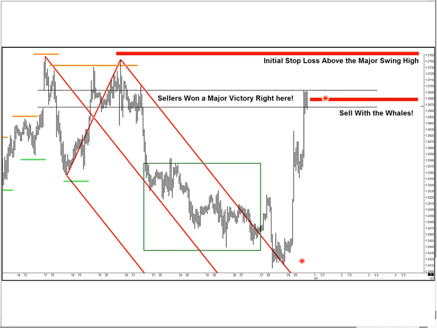Ahmad, you have to be in the mindset of, hey, price is coming out of the hole. Where's my next point of interest? Where are the sellers likely to be? Right here. What's to tell me? Because they want a big victory.